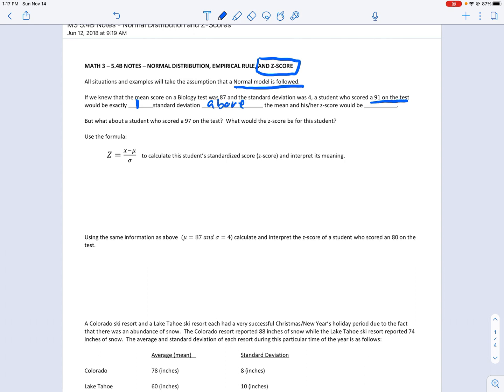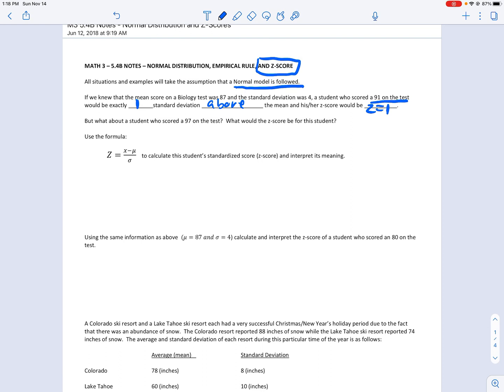Their z-score would be, right, z equals 1. So their z-score is how many standard deviations they are from the mean. Now they could be above it or below it, but their z-score is how many standard deviations from the mean. So a score of 91 is exactly 1 standard deviation above the mean, so their z-score is positive 1.